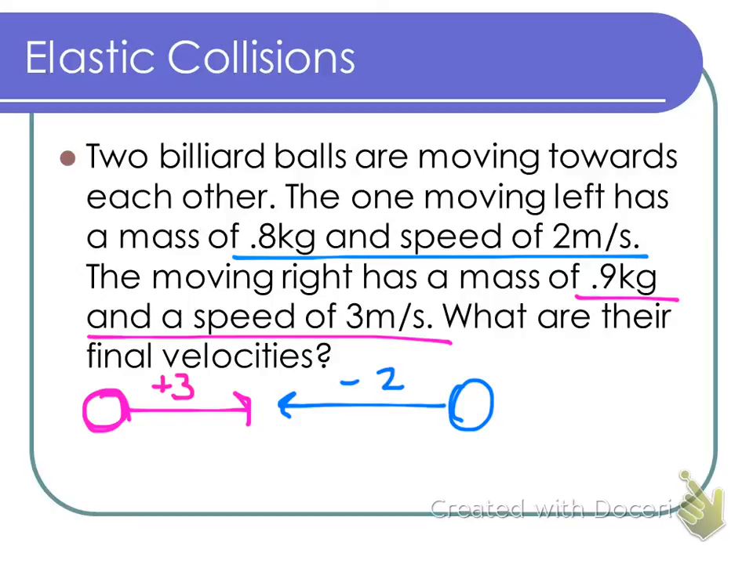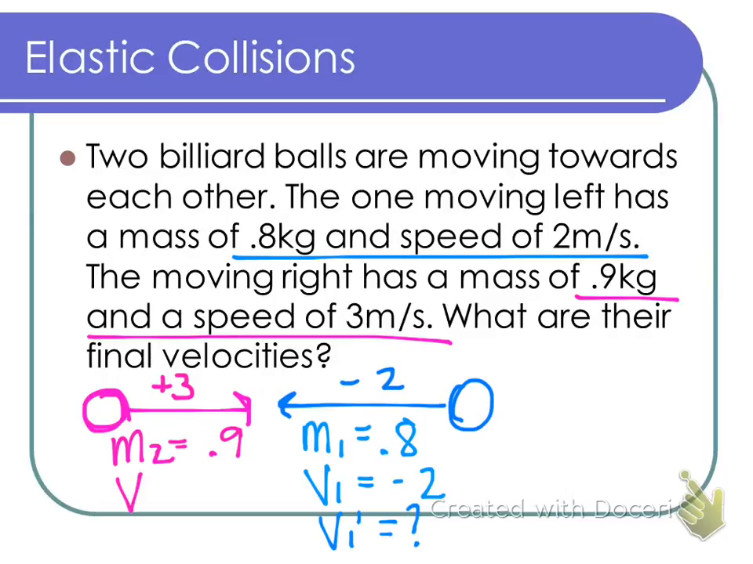Okay, which would you rather consider the first object or the second object? First one is blue because it was listed first? Yes. Okay, so this would be m1, which is 0.8, and v1 equals -2. And we don't know what v1 prime is equal to. m2 equals 0.9, v2 is +3, and v2 prime we don't know.